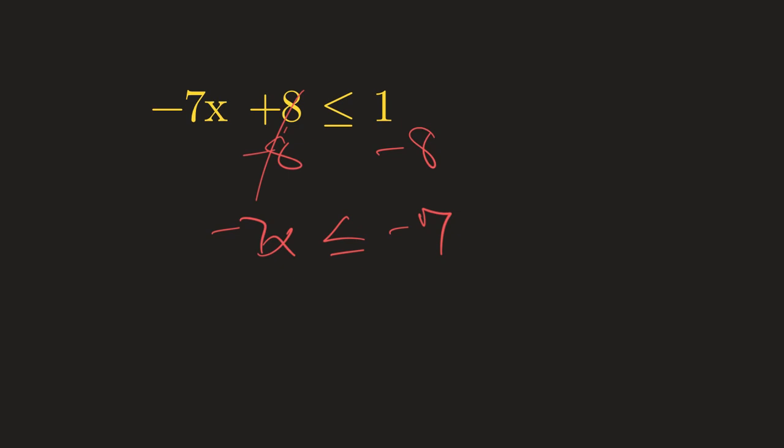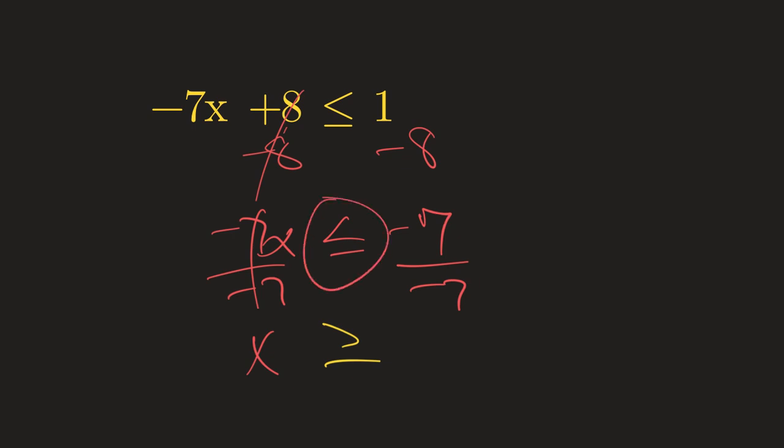Okay. What are we going to divide with? Negative 7. And we are dividing with a negative number. Therefore, the inequality is going to flip, because we are dividing with a negative value. And negative 7 divided by negative 7 is positive 1.